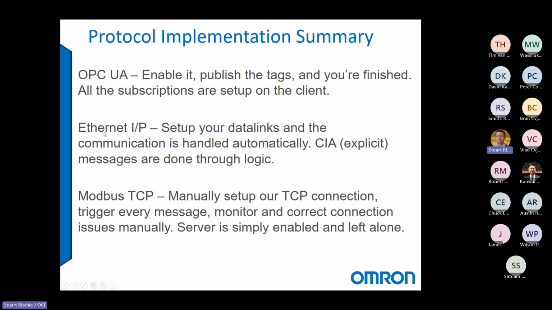For Ethernet IP, data links are what we set up and they're handled automatically. That's what we did with the camera, okay? The class instance attribute or tag name type explicit messaging, we have to do that through logic. And I did mention that there could be a use case for this.